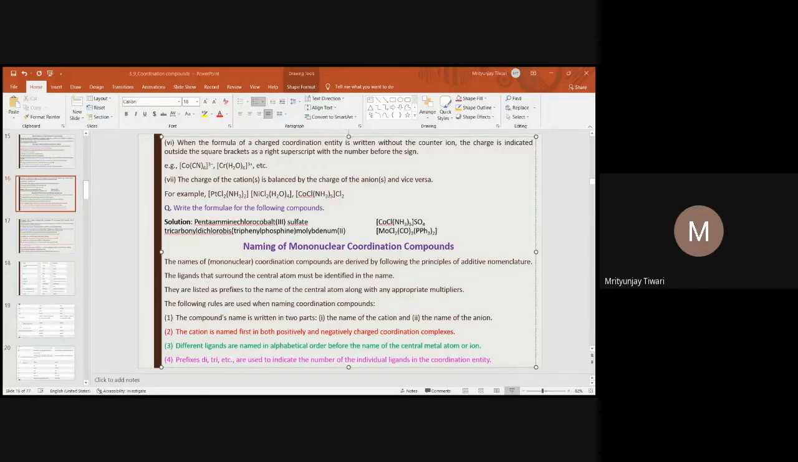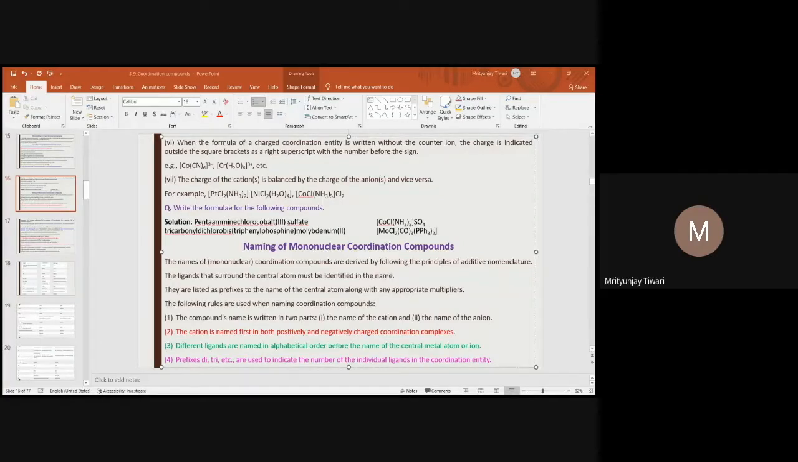But we have to keep one thing in mind. When the name of the ligand itself contains a numerical prefix, like in this example, triphenylphosphine, where tri is part of the name itself, then what do we use? Then the terms bis, tris, tetrakis, pentakis, hexakis, etc. are used.